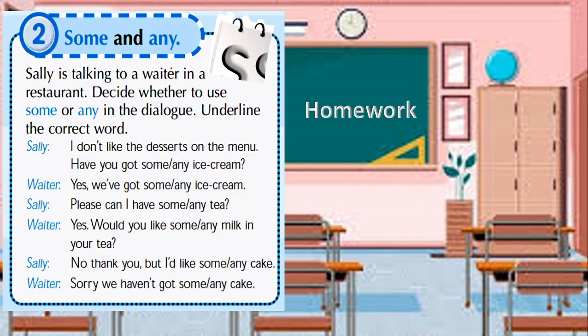Now students, let us look at task number 2 in the skills book. It is supposed to be homework, but we will go over it quickly with you. Sally is talking to a waiter in a restaurant. Decide whether to use some or any in the dialogue. Underline the correct word. Sally: I don't like the desserts on the menu. Have you got some or any ice cream? It depends on how she thinks.